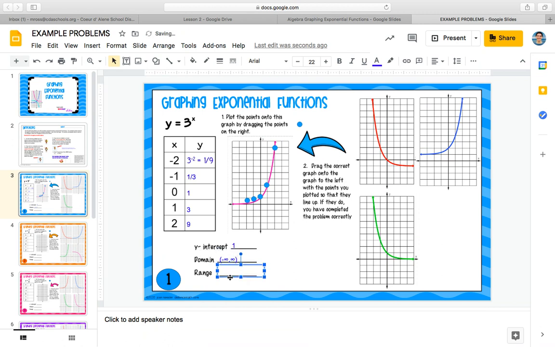Now remember, your range can never go underneath 0. And so it's 0 to infinity. And I'm going to erase that negative.